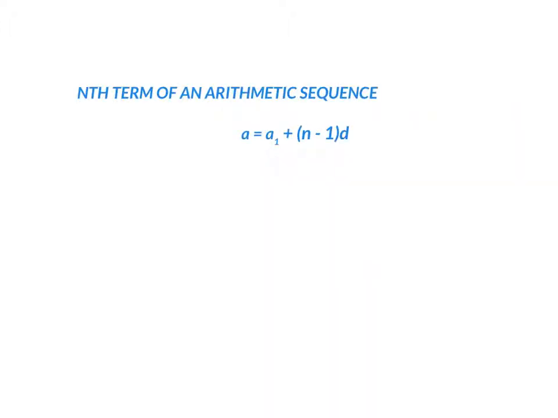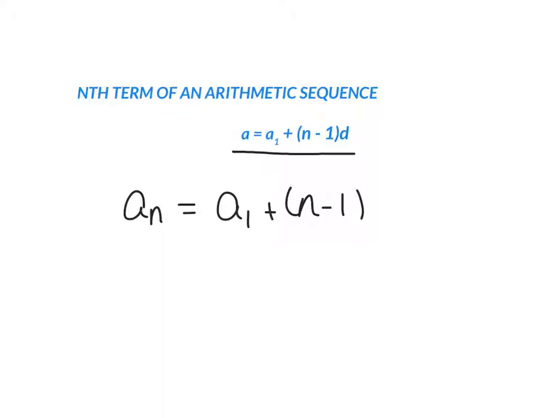Huge slide right here. You need to pause this or whatever. Make sure you write this down. The nth term of an arithmetic sequence. This is the formula we're going to use, and I forgot the n. It should be a real small n. Let me just write it. It should say this: the nth term is the first term plus n minus 1 times d.